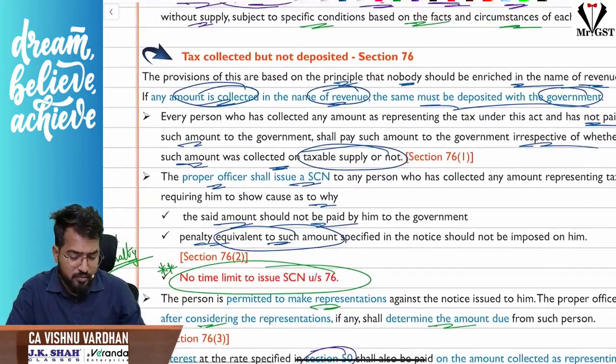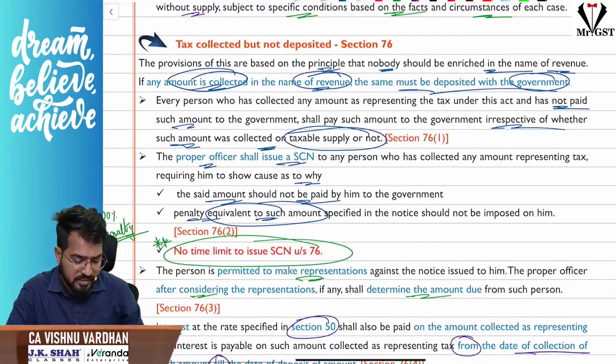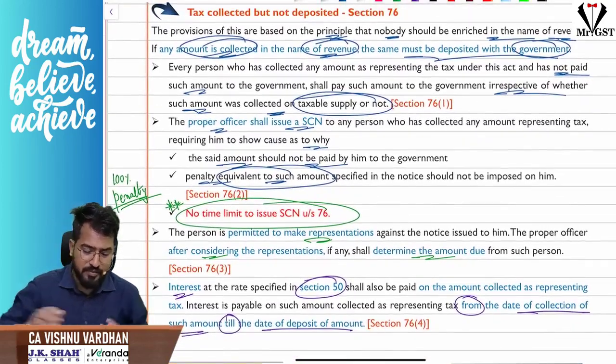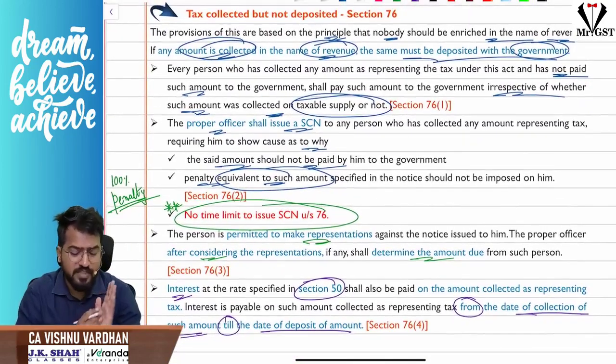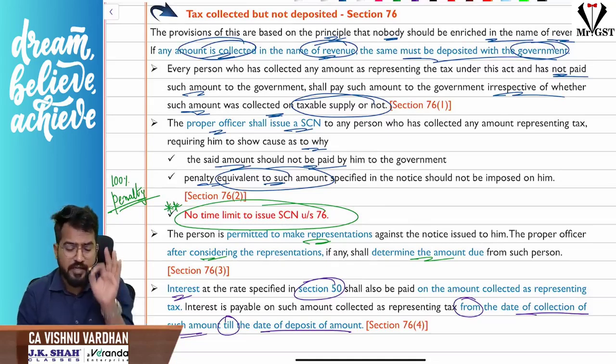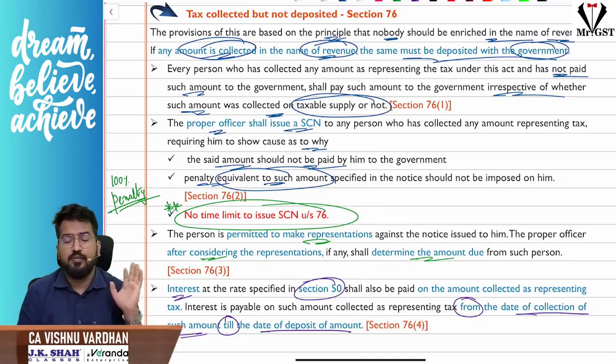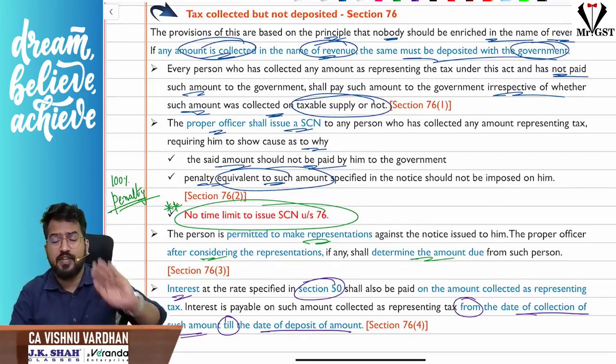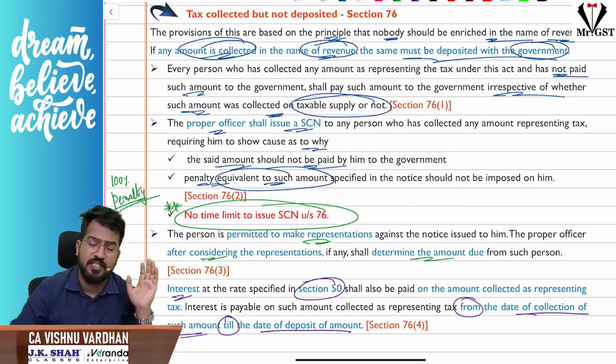Right, next let us move on to section 76, tax collected but not deposited. Anything you collect in the name of tax, you should definitely deposit to the government. If you have not deposited that to the government, the proper officer shall issue a show cause notice to you asking for the reasons why we should not invoke section 76 and charge so much tax, interest, and penalty on you.